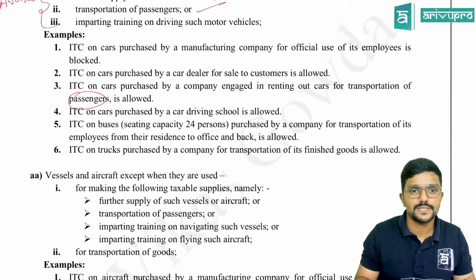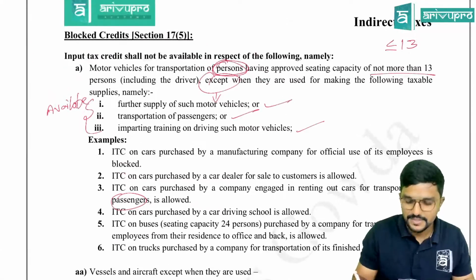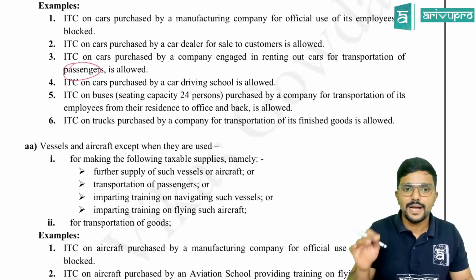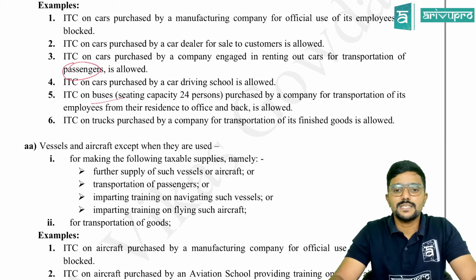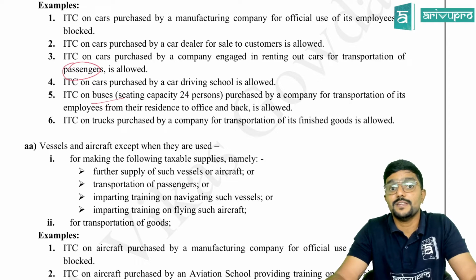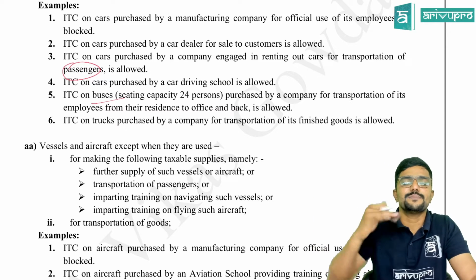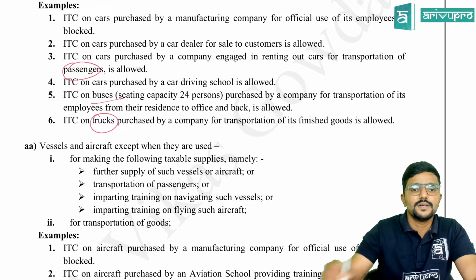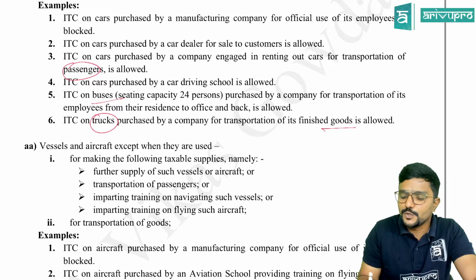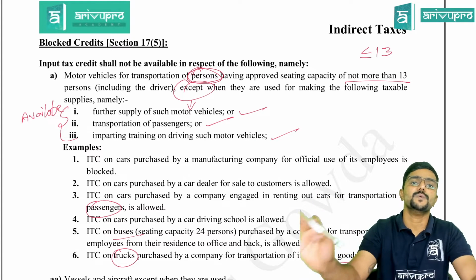Okay, sir. Next. ITC on cars purchased by a car driving school is allowed. Why? It is covered in this point. Next, ITC on bus where seating capacity is 24, more than 13, purchased by a company for transportation of its employees, the Infosys example I gave, for their residence to office and back, is allowed. Why? Because it is not covered in this block list. Agree? Yes, sir. Next, ITC on the truck purchased by a company for the transportation of finished goods is allowed. Why? Because clause A is blocking only motor vehicle which is used for transportation of person, not the goods.